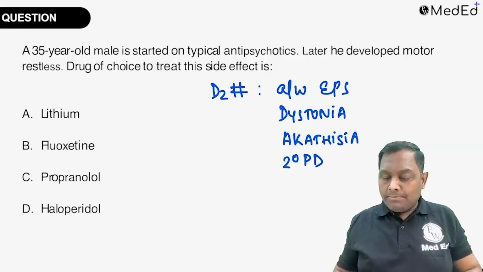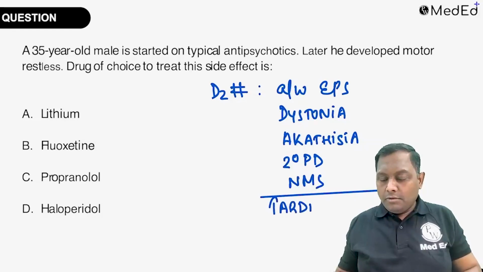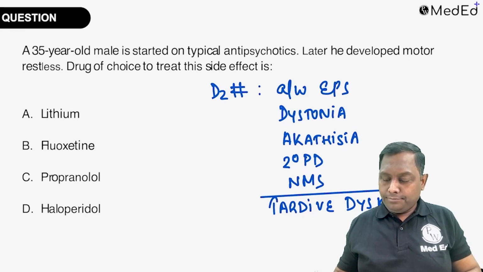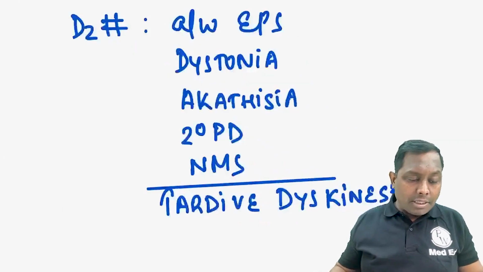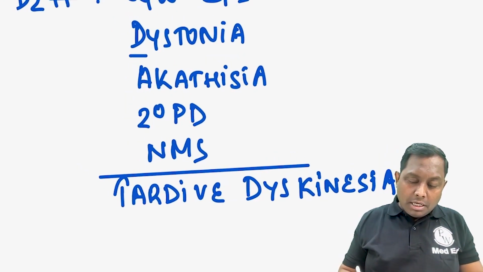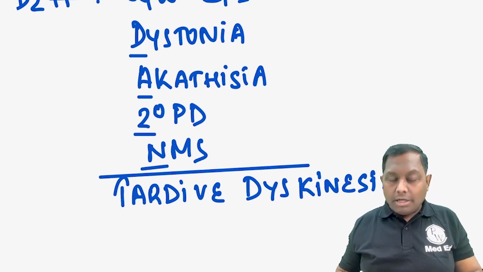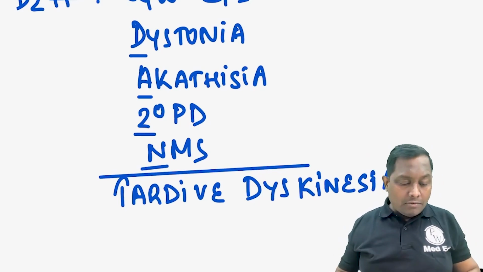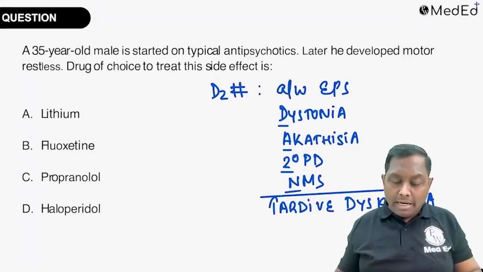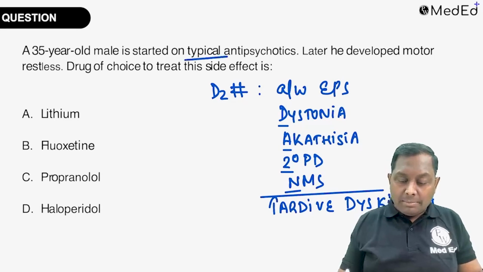Secondary Parkinsonism, neuroleptic malignant syndrome, and one late onset extrapyramidal symptom called tardive dyskinesia. Okay, so these are the ones we have: dystonia, akathisia, secondary Parkinsonism, neuroleptic malignant syndrome, and tardive dyskinesia, right? These are considered extrapyramidal symptoms, and the examiner is saying motor restlessness without source of anxiety after starting the typical antipsychotics.